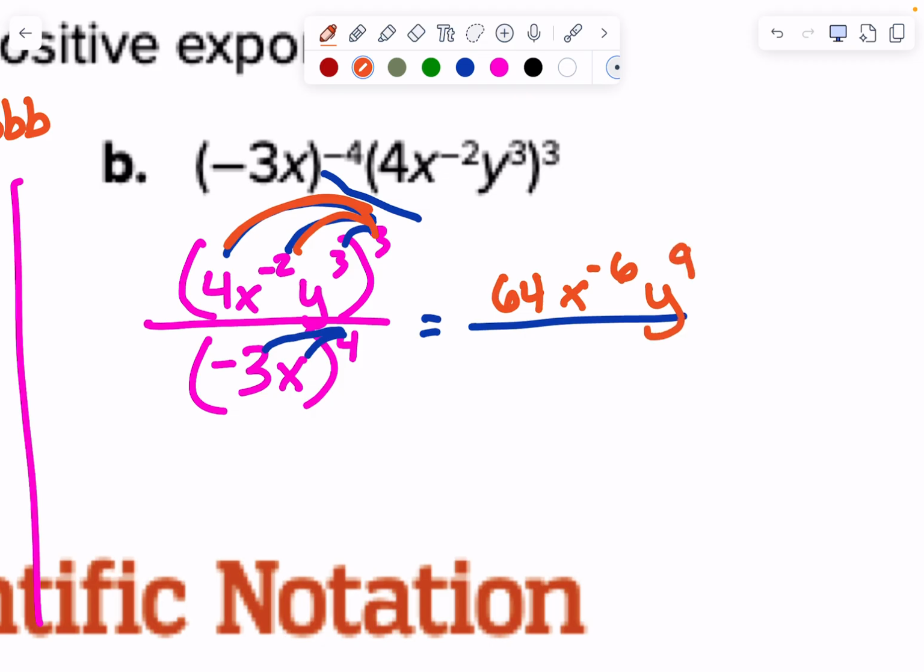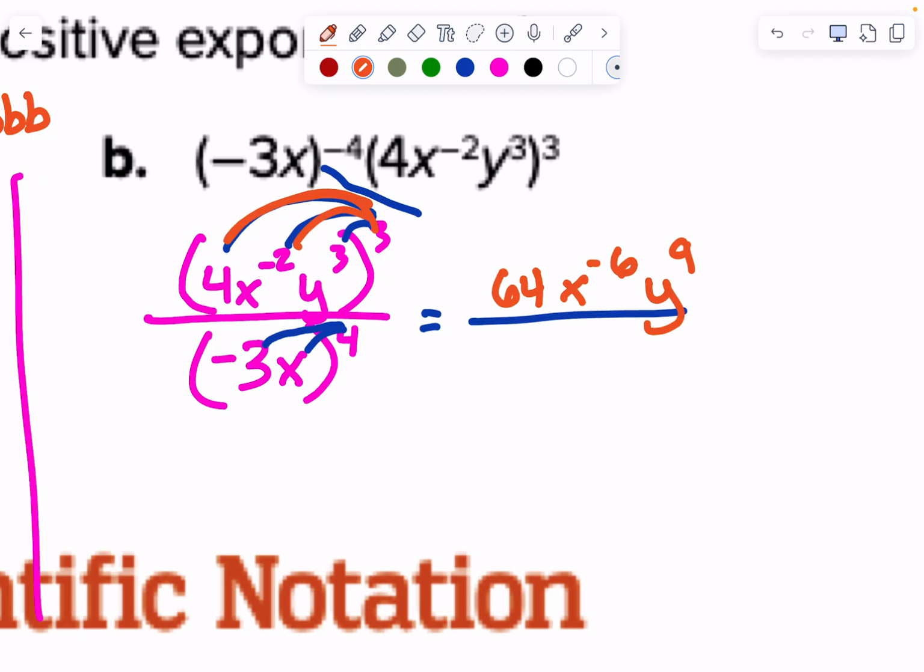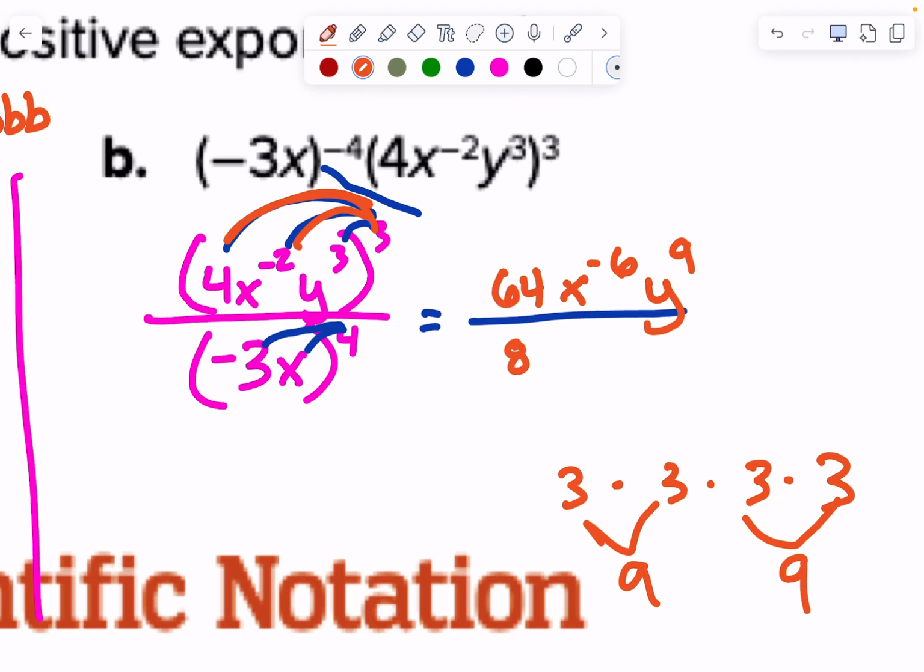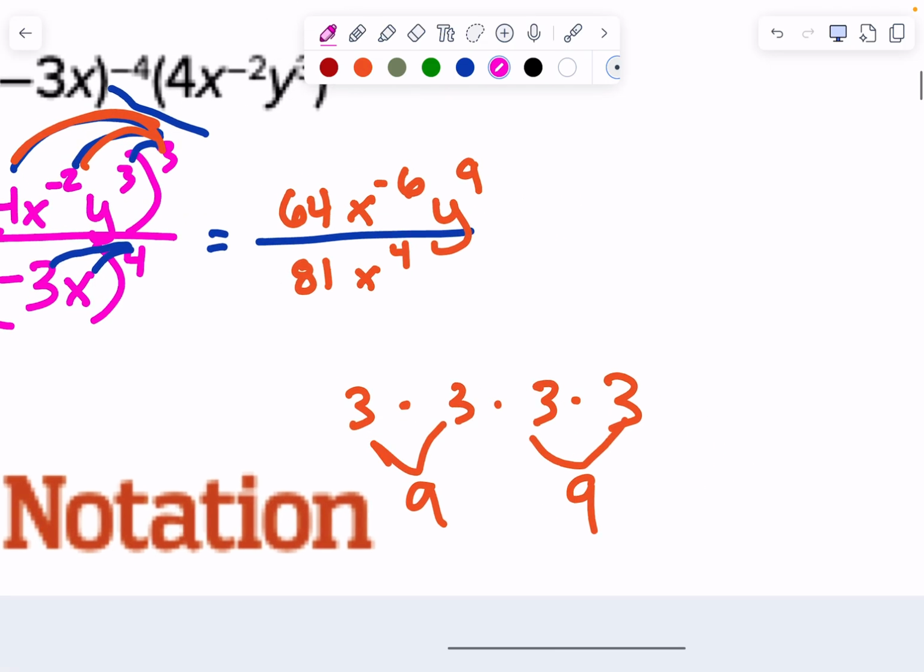Okay? Then on the bottom, what's negative 3 to the 4th power? So it should be positive. What's 3? 81. Negative 3 to the 4th power is 3 times 3 times 3 times 3. This is 9, this is 9, right? 81. Positive 81. X to the 4th. All right, we are almost done.